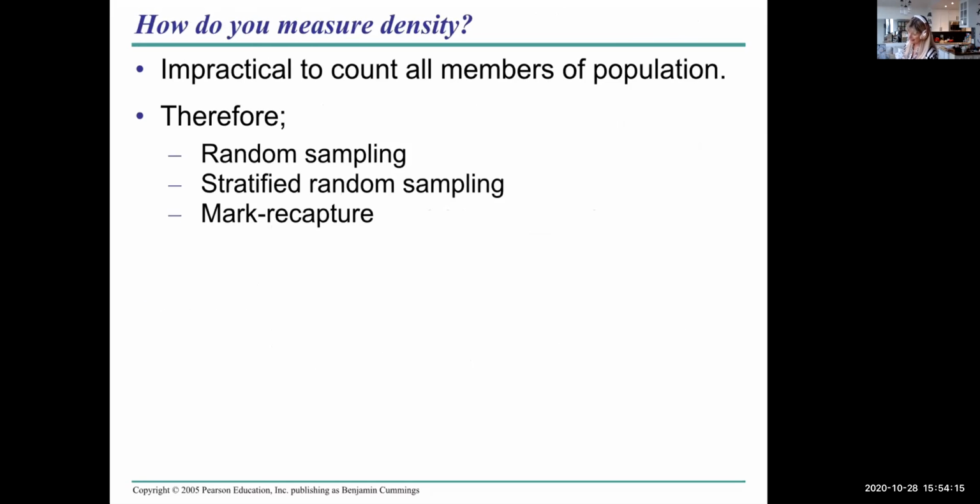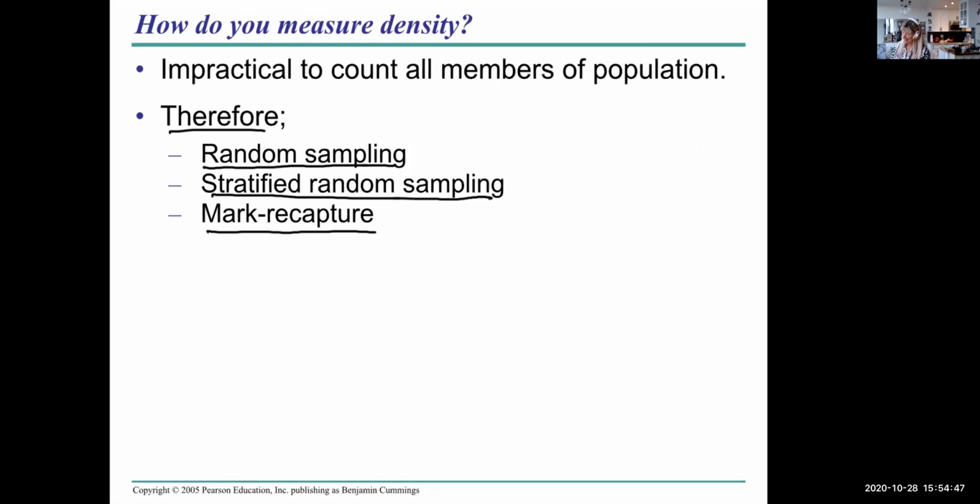So how do you measure density? Well, it's impractical to count all members of a population. It usually can't be done. So we use methods such as random sampling, stratified random sampling, and mark recapture. I'll show you a random sampling example and a stratified random sampling example, and then I'll get you to do a mark recapture study at home. It sounds ominous, but it's not.